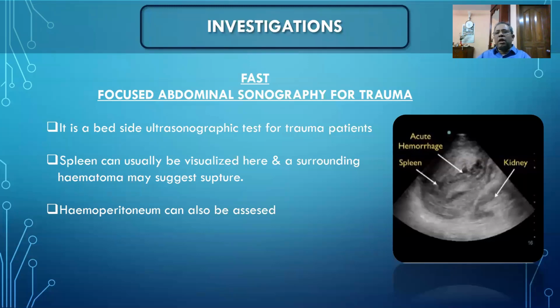With a portable ultrasonography machine, you carry it and do it at the scene, and you can easily diagnose that the patient may have a ruptured spleen. The spleen can usually be visualized here, and the surrounding hematoma may suggest rupture. Hemoperitoneum can also be assessed. So ultrasonography can evaluate the size, shape, and any surrounding collection, everything, which is called FAST, focused abdominal sonography for trauma.